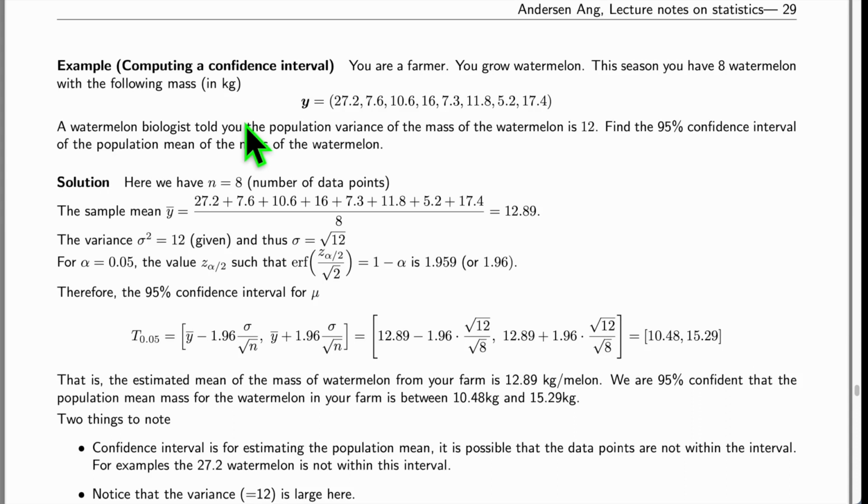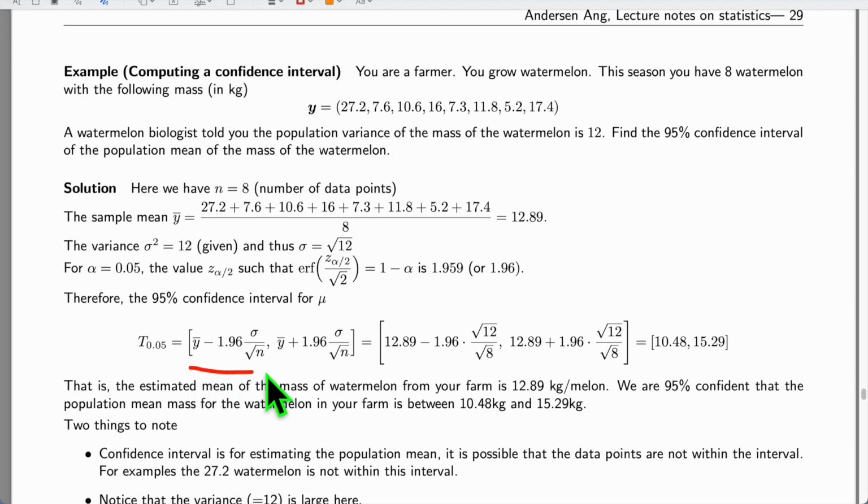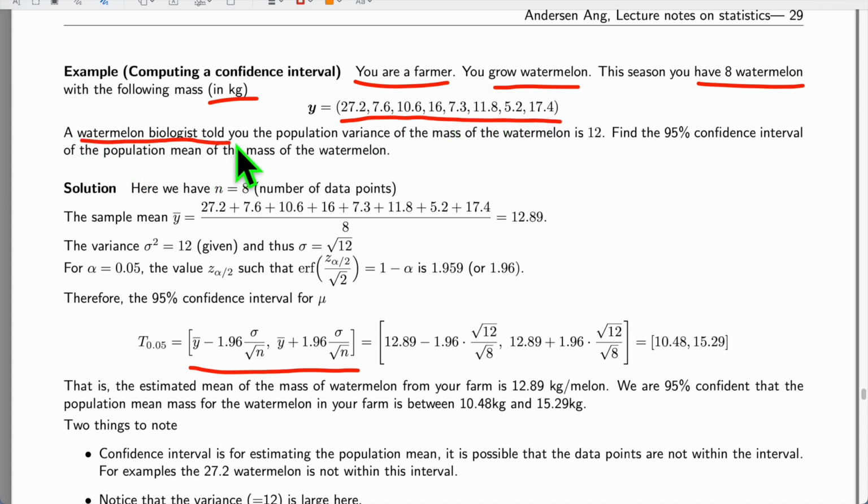We talk about how do we compute a confidence interval. It's basically this formula. So suppose you are a farmer, you grow watermelon, and let's say this time you have 8 watermelon, and in kg you have these numbers, okay? A watermelon biologist told you that the population variance of the mass of watermelon is 12. Find the 95% confidence interval of the mean of the mass of watermelon.